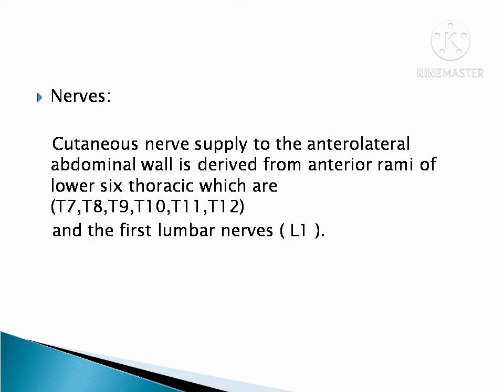Nerves. Cutaneous nerve supply to anterolateral abdominal wall is derived from anterior rami of lower 6 thoracic nerves, which are T7, T8, T9, T10, T11 and T12, and the first lumbar nerve L1.